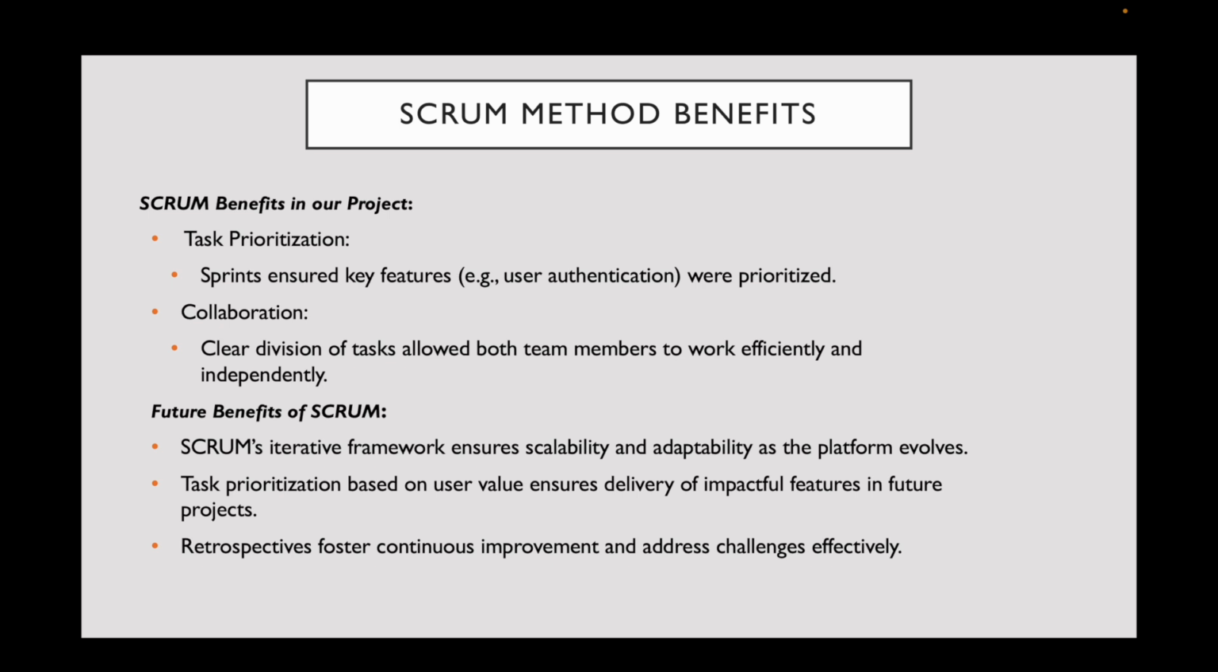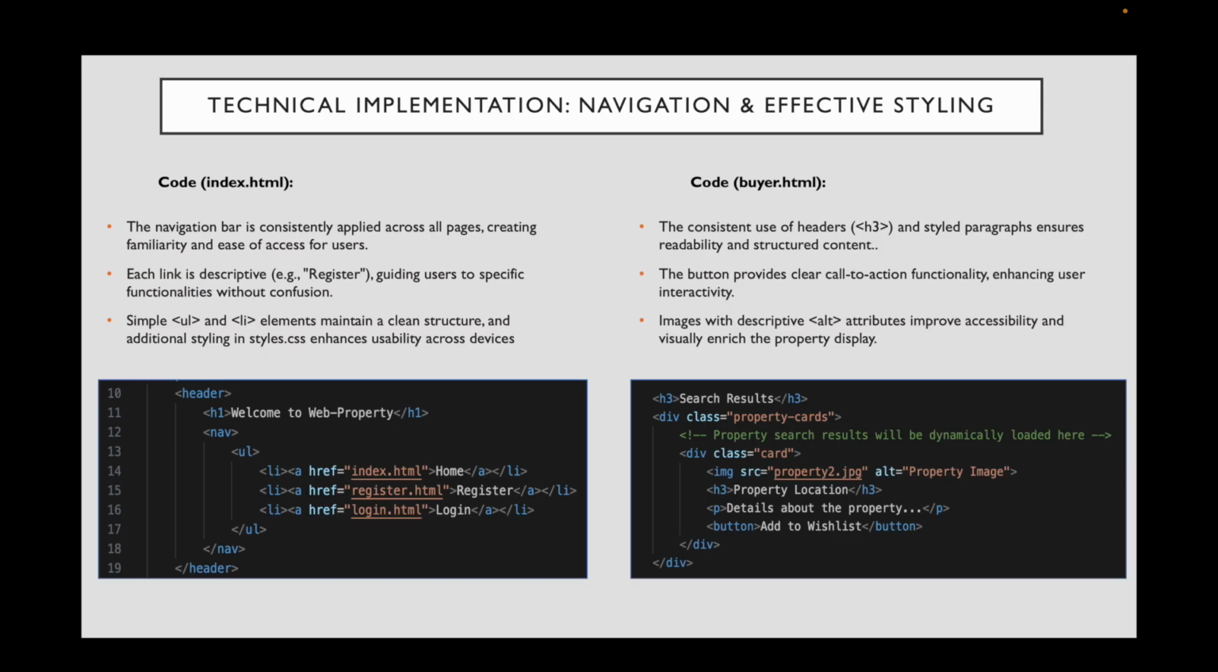What are future benefits as well of Scrum? Well, Scrum's iterative framework ensures scalability and adaptability as the platform evolves. Task prioritization based on user value ensures delivery of impactful features in future projects, and retrospectives foster continuous improvement and address challenges effectively. Now I'm going to pass it on to Mr. Wally to tell you about our technical implementations in addition to the demonstration of the app.